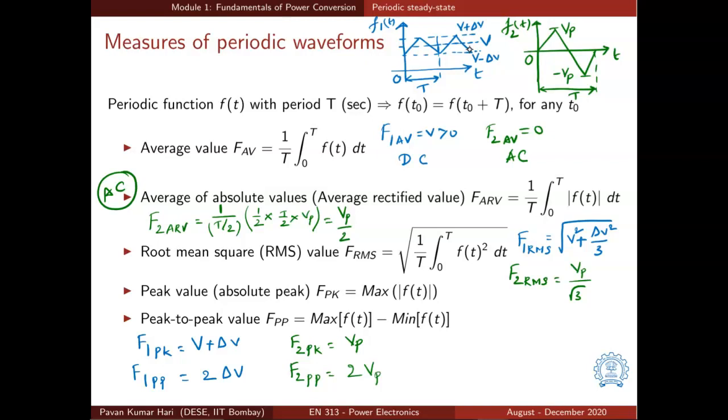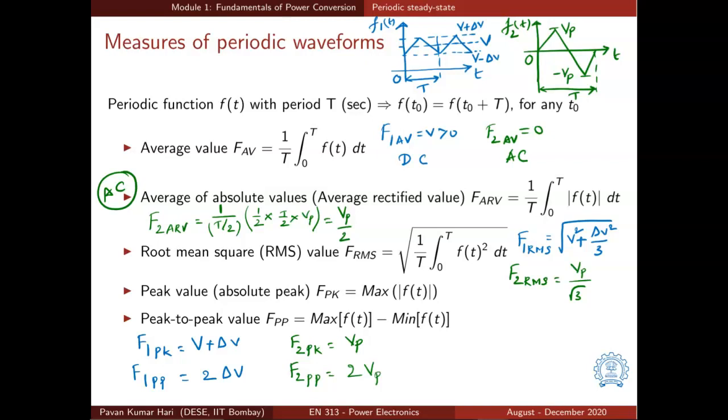Another measure is the average of absolute values, or average rectified value, used typically for AC waveforms. It is defined as F ARV. It is the average of the modulus of f of t. So in this case, f2 is an AC waveform. So f2 ARV is basically the area under the positive triangular portion divided by T by 2, the half of the time period. That can be shown to be equal to Vp by 2.